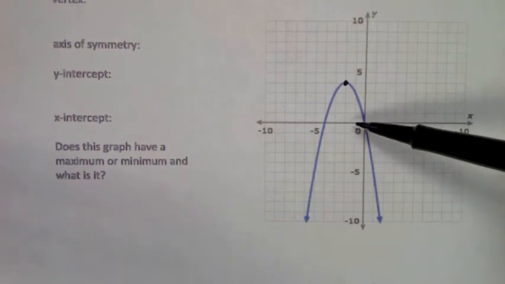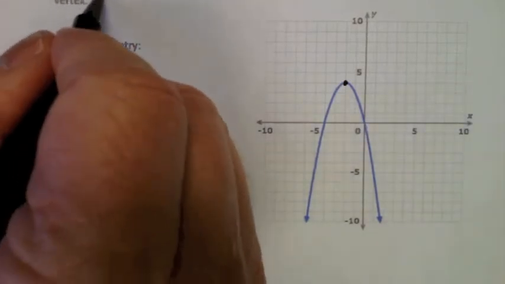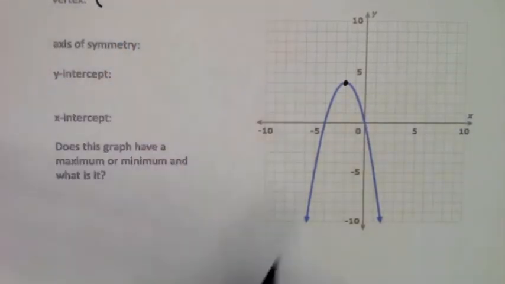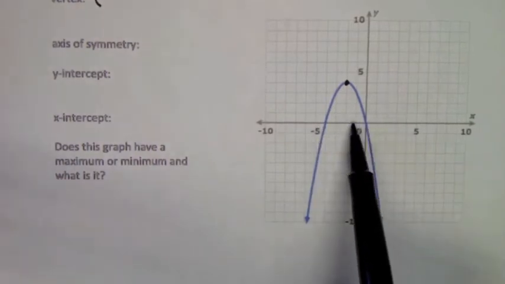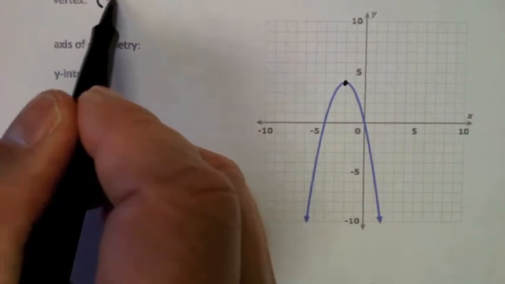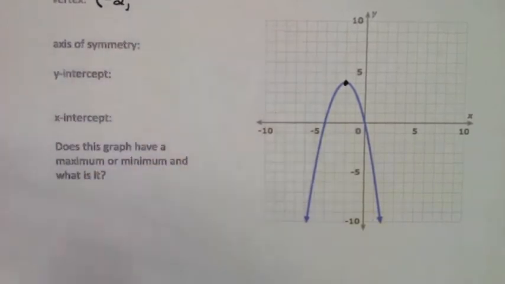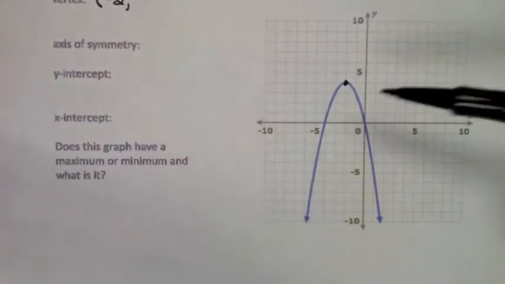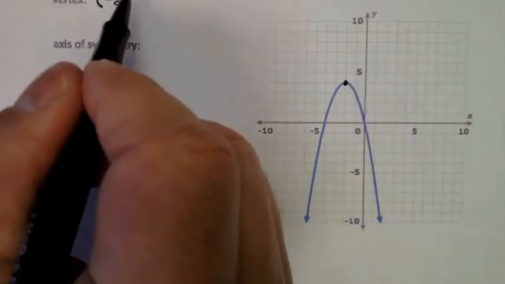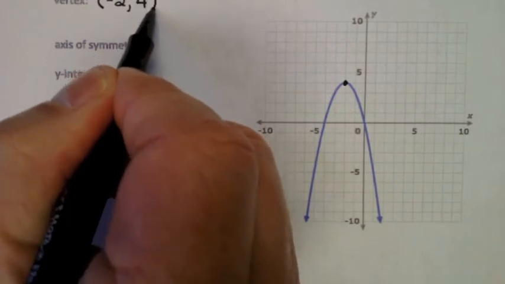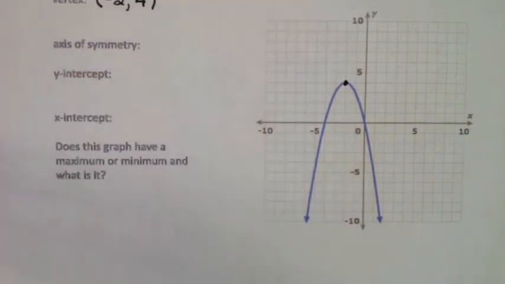So to find the coordinates of this vertex, remember a point has parentheses. The x value is first. I start right here and I go back 1, 2. That means the x coordinate for my vertex is -2. And then I need to go up 1, 2, 3, 4. The y coordinate for my vertex is 4. So when they ask for the vertex, they're looking for this point right here where the graph changes. It can be a maximum or it can be a minimum.